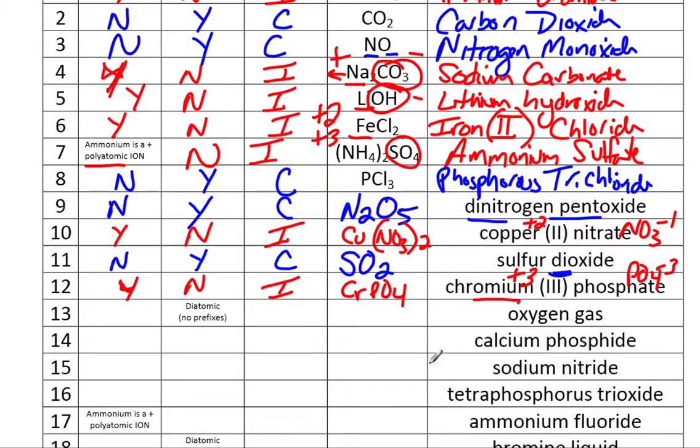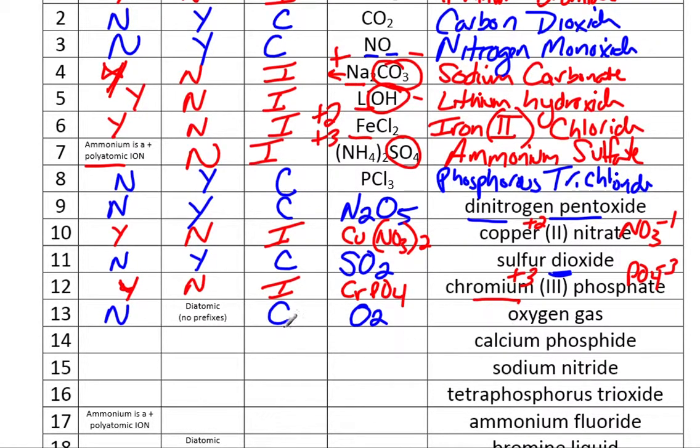Oxygen gas. You should just know oxygen obviously is a gas, but this is covalent. It's a diatomic, so there's no prefixes in the name. We just say oxygen, and it's understood it's O2. And obviously there's no metals.